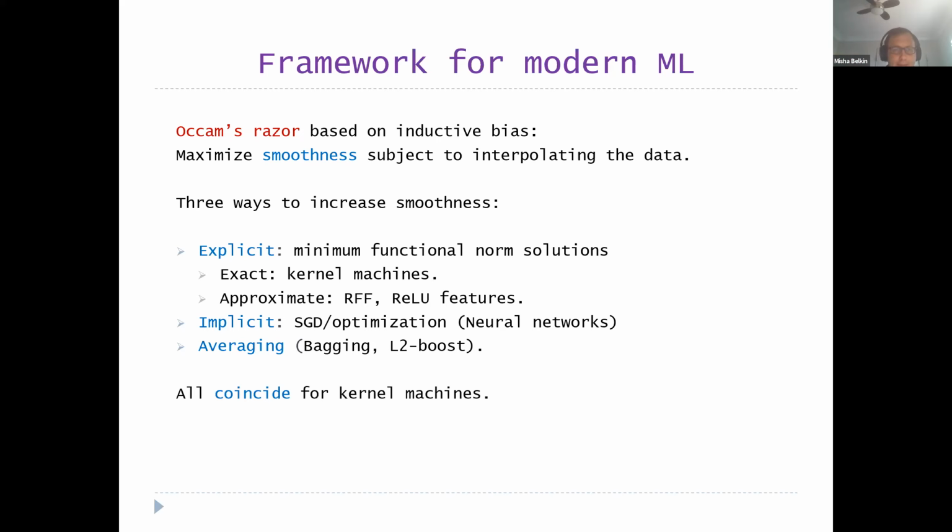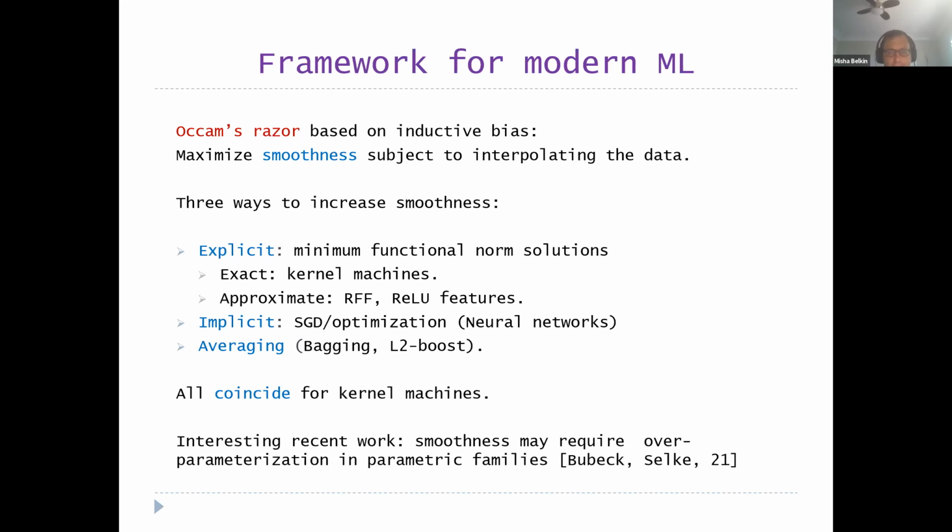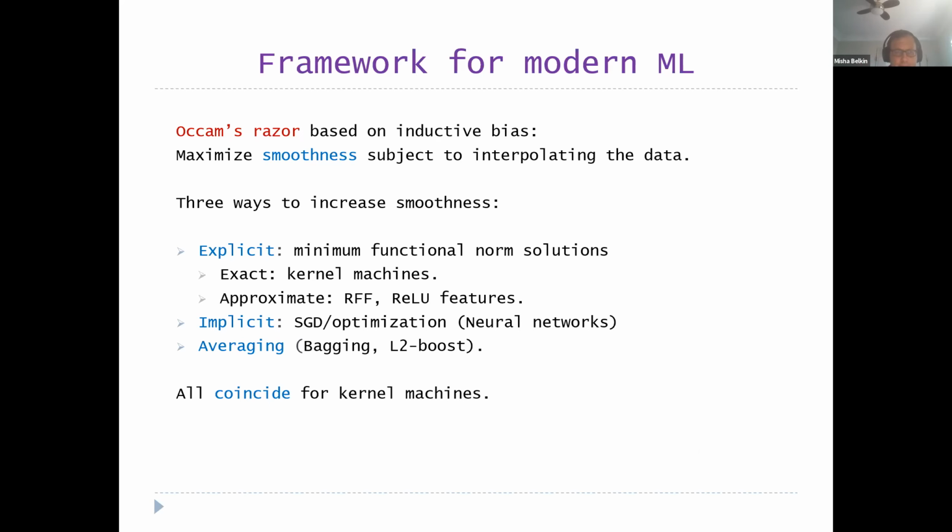Okay, so interestingly, all of these things coincide for kernel machines. So that's another reason to think that kernel machines are somewhat special, because you can solve them explicitly, you can solve them implicitly. Averaging corresponds to this Gaussian process point of view on the curve. So that's maybe the framework one might consider.